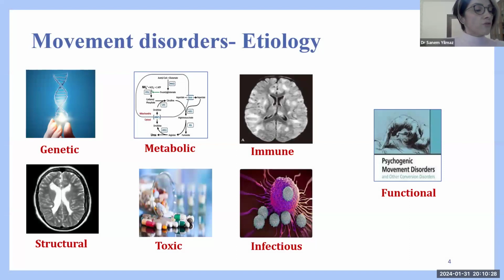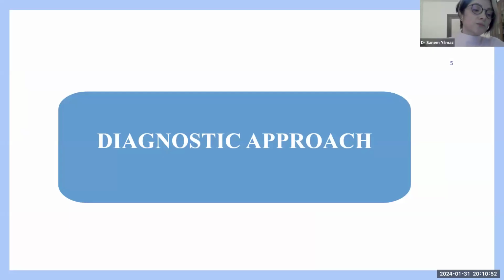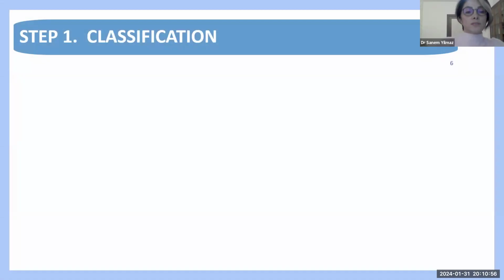The etiology of movement disorders varies a lot. A number of conditions in acute and chronic settings, including genetic, structural, metabolic, toxic, immune, infectious disorders, and also functional movement disorders should be kept in mind when we come across a child with movement disorders. And today I'd like to provide a brief overview of the diagnostic approach to pediatric movement disorders.